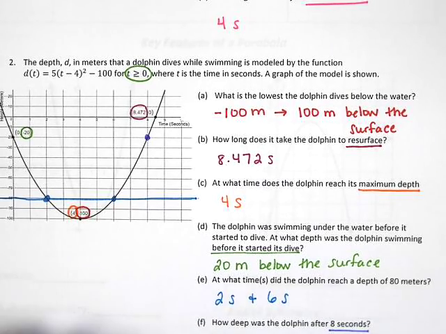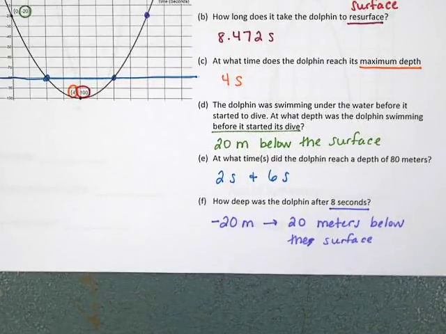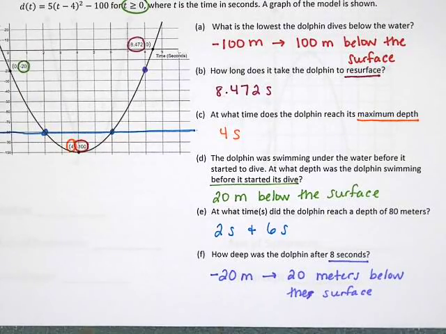Because remember, we never want to list heights as negatives since it doesn't really make sense. So instead we see that negative as meaning it was below the surface instead of saying it was a negative height.